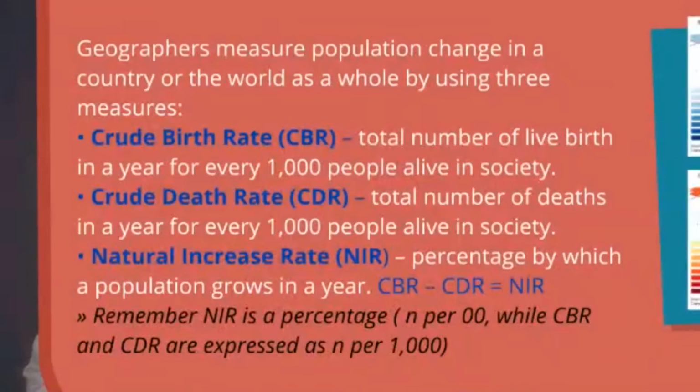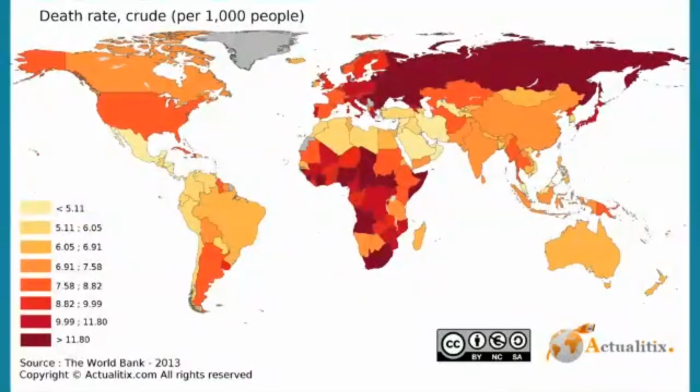The next statistic we look at is the crude death rate. That is the total number of deaths in a year for every 1,000 people alive in a society. So this is a map of the CDR, the crude death rate per 1,000 people. Remember, we're going to see that per 1,000 a lot today. And we see where death rates are the highest in the world. So take a second and write down three observations. There might be a few things that surprise you.